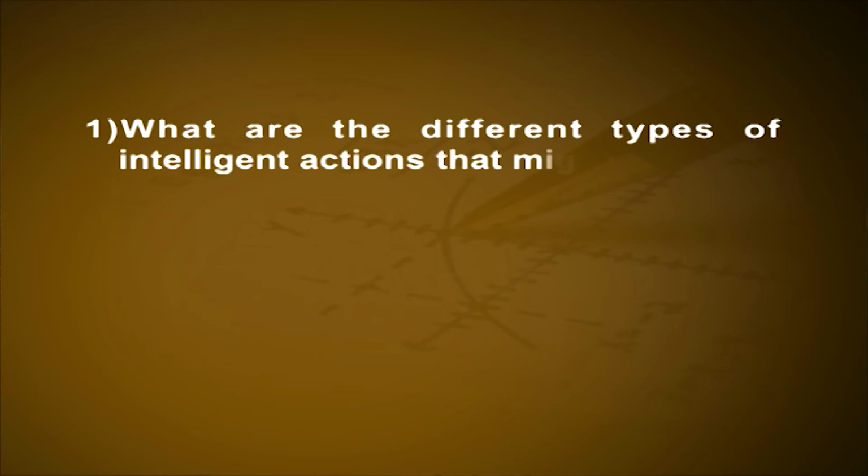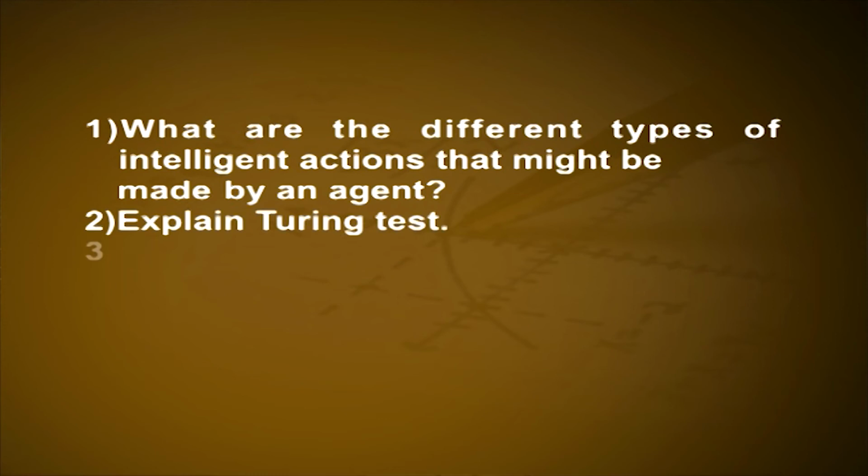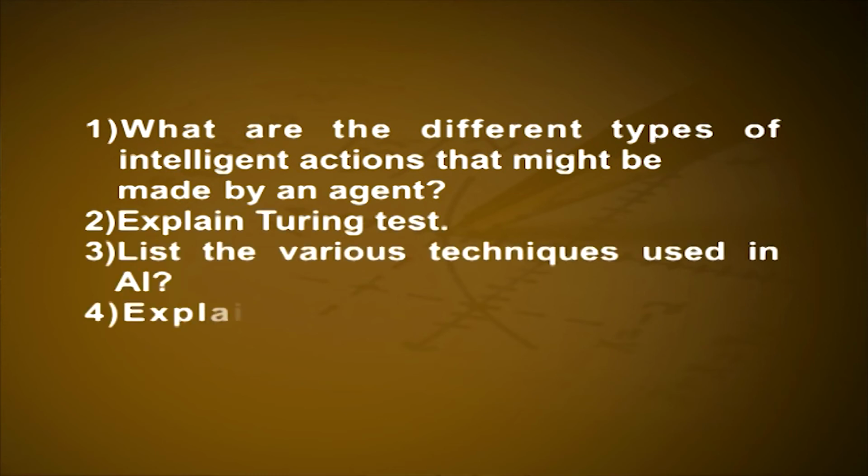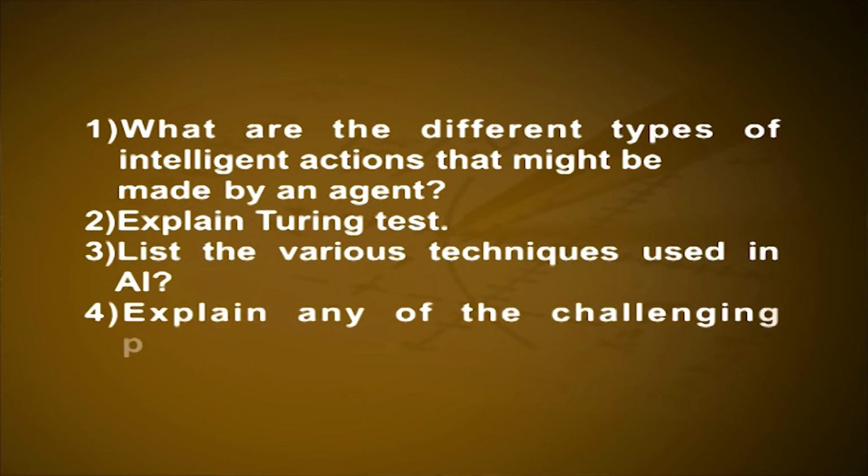Before moving to the next session, please try to answer the following questions. What are the different types of intelligent actions that might be made by an agent? Explain Turing test. List the various techniques used in AI. Explain any of the challenging problems in AI.